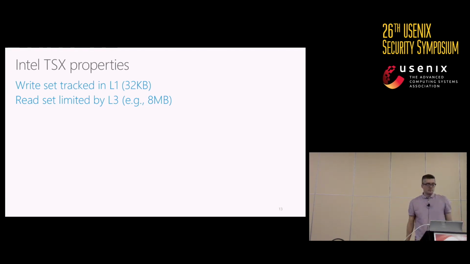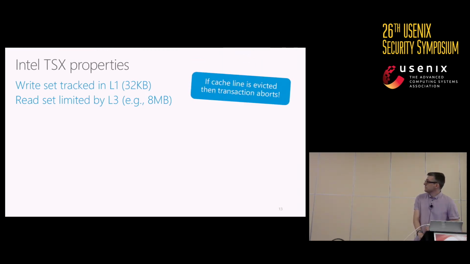So first of all, as we heard this morning already, the write set is tracked in the L1. So everything that you write is kept in the L1. The read set is, as far as we know, limited by the size of the L3, but it's not necessarily tracked in the L3. So we have the suspicion that it's tracked a different way, but that would go too far for this talk. Anyway, the most important aspect here is that whenever something from the write set leaves the L1 cache, your transaction collapses. Whenever something from the read set leaves the L3 cache, your transaction also collapses.